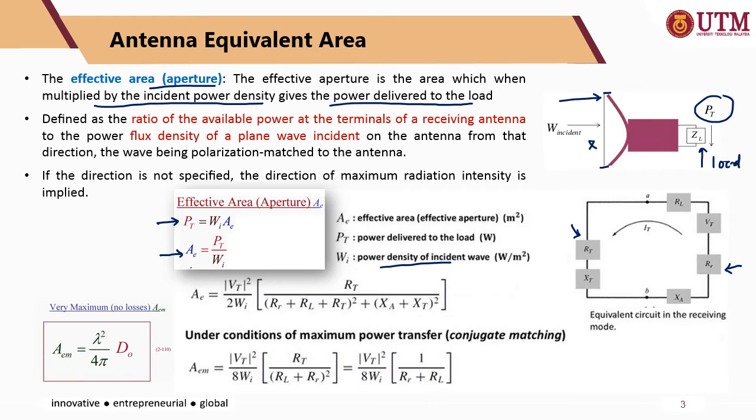Okay, and this effective area equation can be further modified considering the equivalent circuit, and the equation can be expanded to this, considering all the resistances in the equivalent circuit. Under maximum power transfer condition, or conjugate matching condition, the maximum effective area can be calculated by this equation. This maximum effective area can also be simplified to lambda, the wavelength squared, divided by 4 pi, multiplied by D naught, the maximum directivity, considering there's no loss.